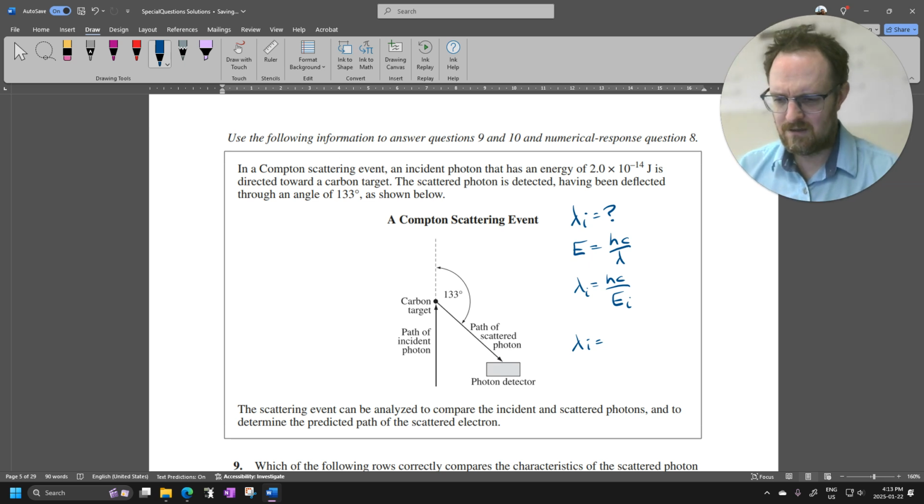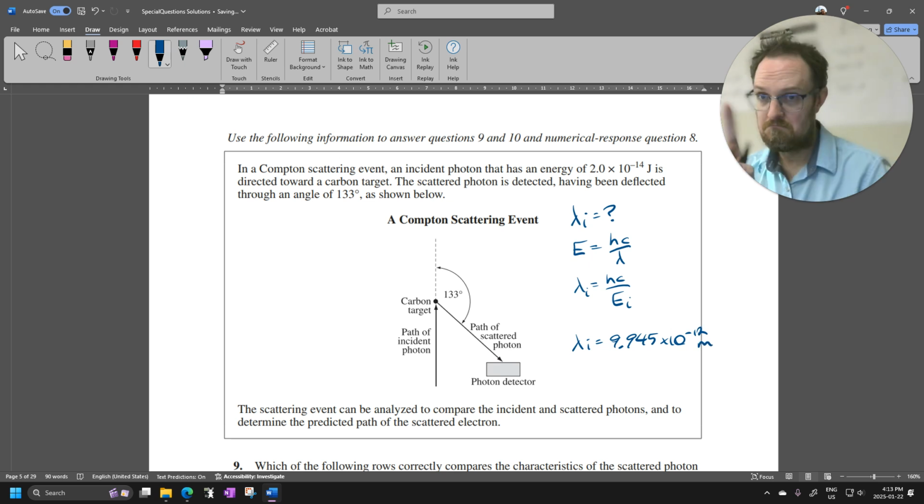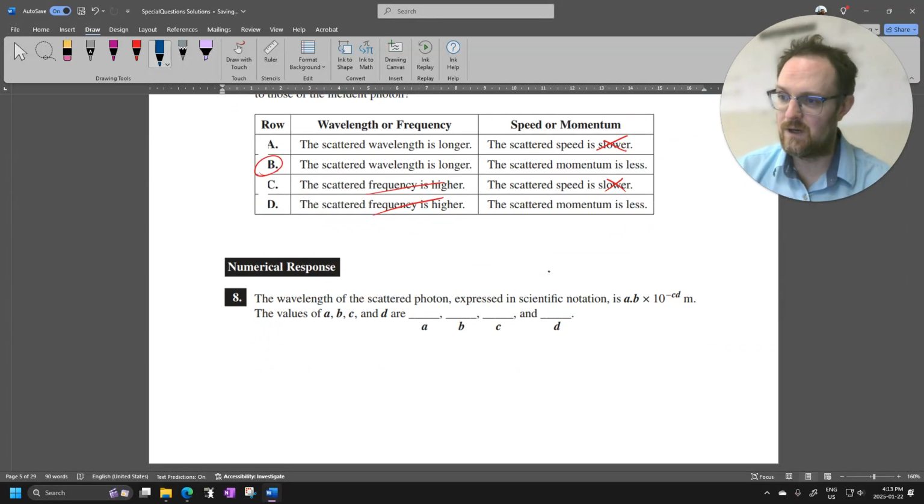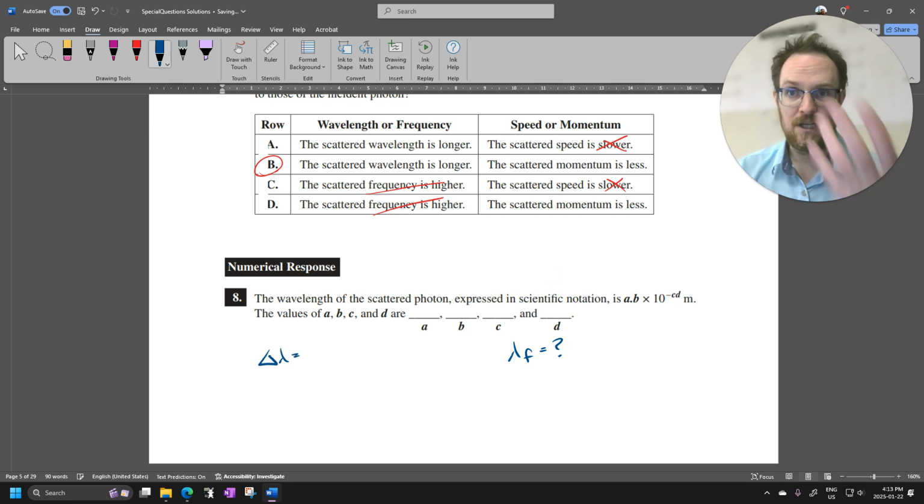Remember, you're trying to use as few rounded constants as possible to avoid rounding errors. Okay, so this wavelength is 9.945 times 10 to the negative 12 meters. That's my initial, not my final. Down here I want to find the final wavelength. That's what we're looking for. But to do that, I need to find the change. How much does it change by?